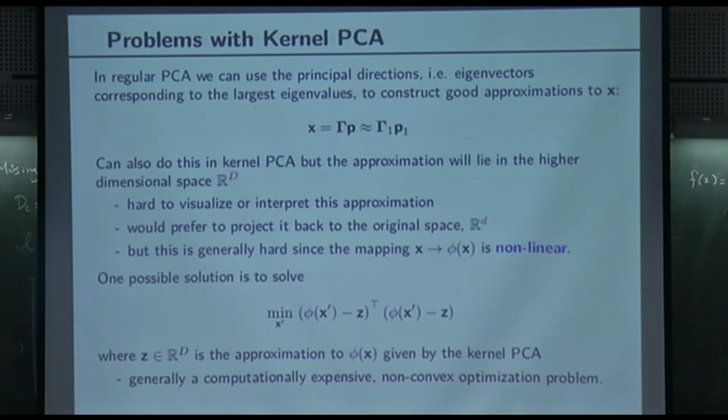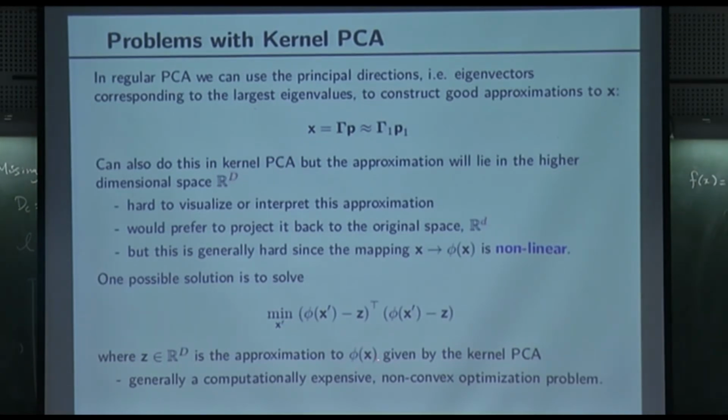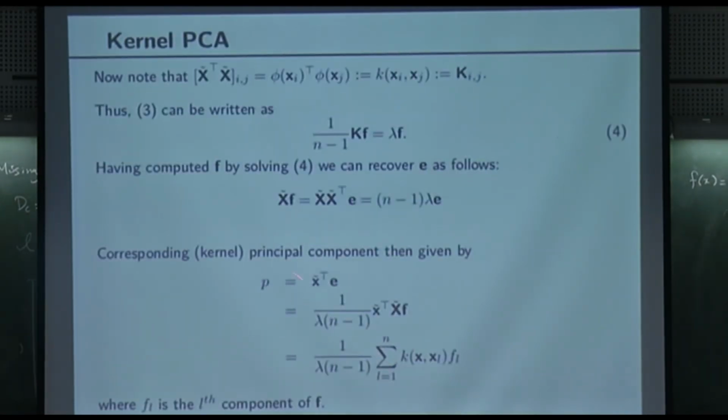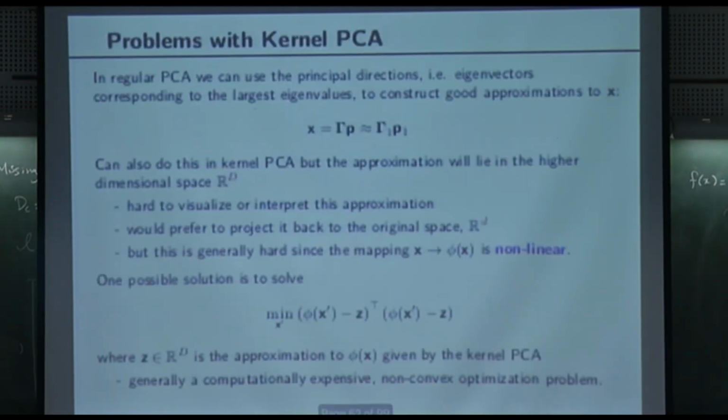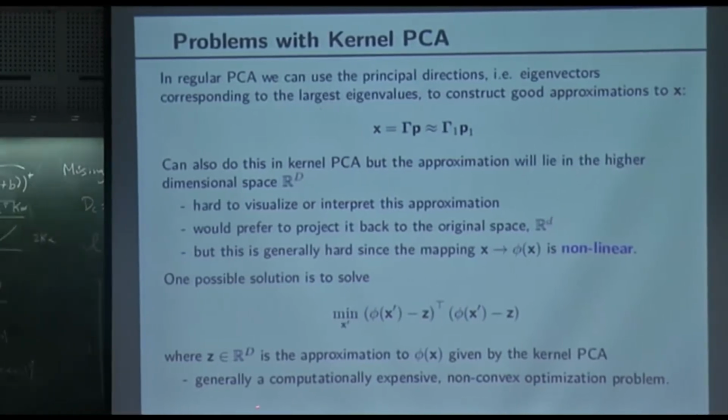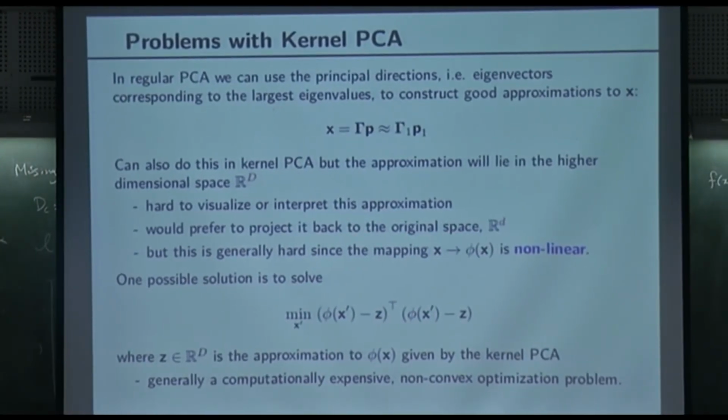We can also do this in kernel PCA, but the approximation now lies in a much higher dimensional space RD, which is hard to visualize or interpret because it's now in the feature space. Would prefer to project it back into the original space, but this is generally hard to do because the mapping x to phi x is nonlinear. One possibility is to solve this optimization problem, the norm of phi x prime minus z, over x prime, where z is the approximation of phi x given by the kernel PCA. So you take the x, you construct an approximation, these are the principal components, and then you try to find an x prime which is close to that. Generally a computationally intensive non-convex optimization problem.